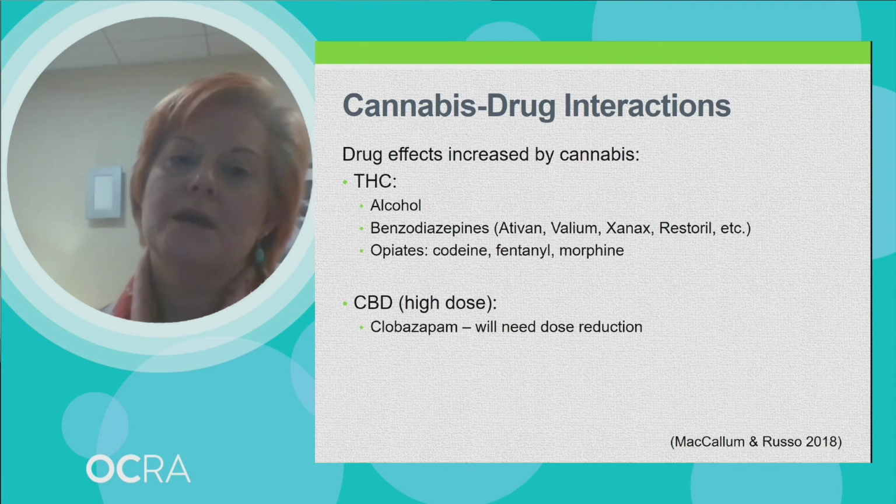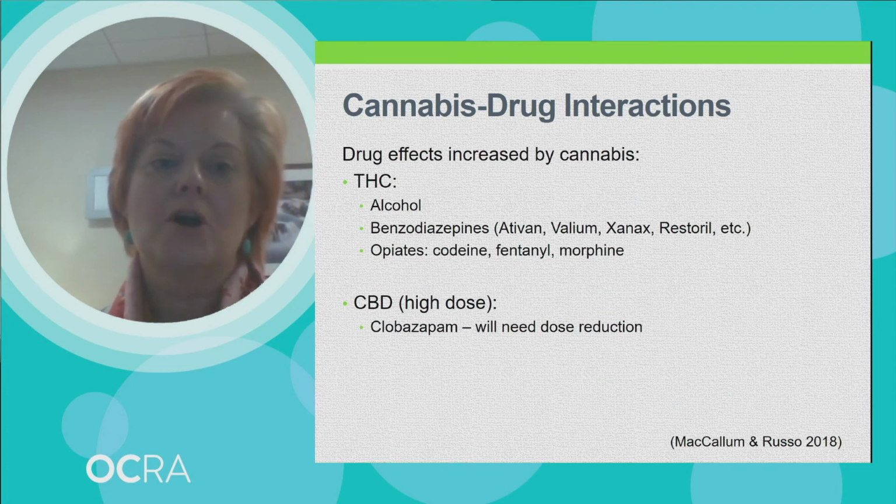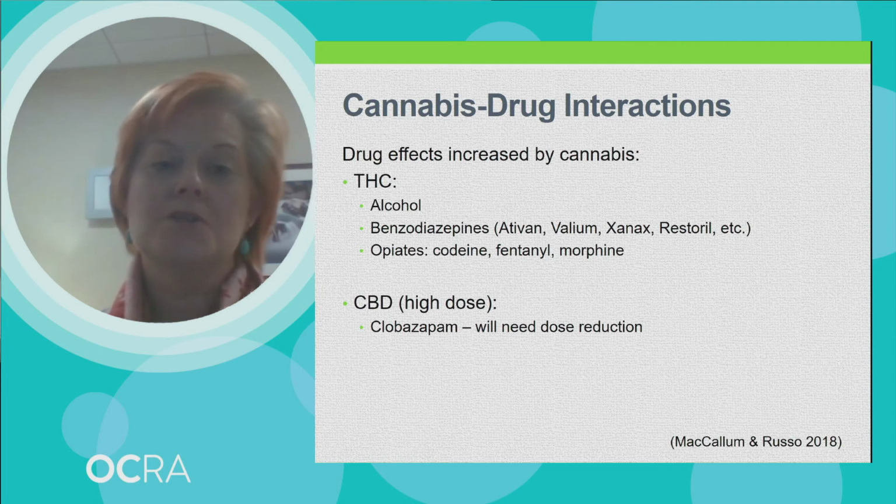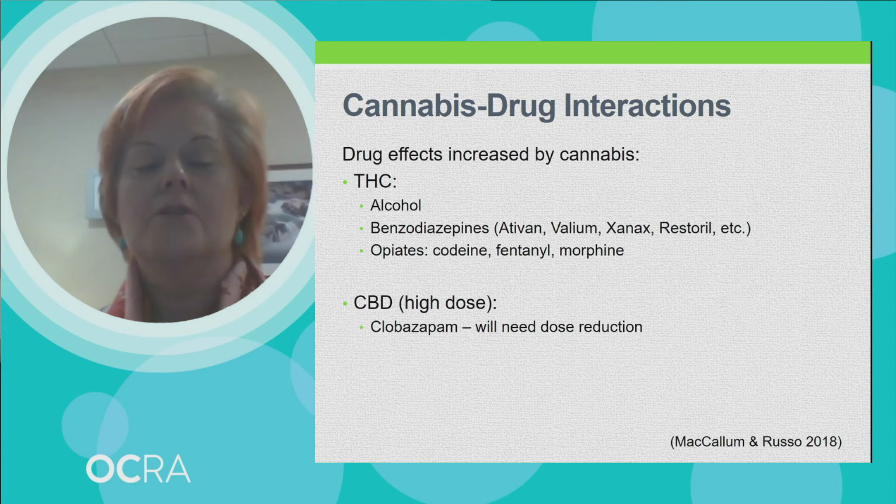Important to also know some cannabis drug interactions. There are drugs whose effects are increased by the use of cannabis concurrently. So if you're using THC at the same time as alcohol, benzodiazepines, or opiates like codeine, fentanyl, or morphine, the effects of those things are going to be increased by the THC, and that can be very detrimental because all those things can be highly sedating.